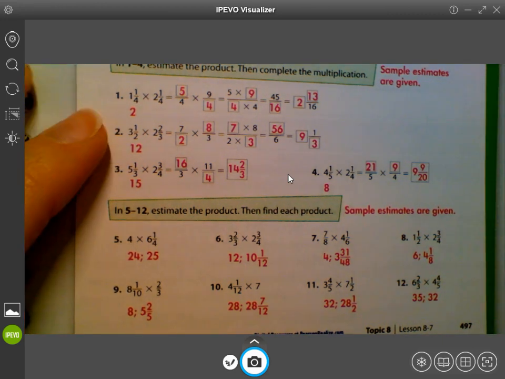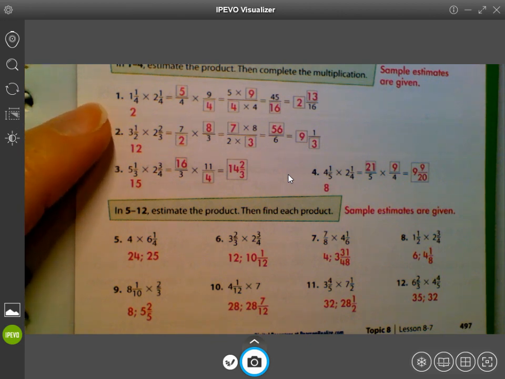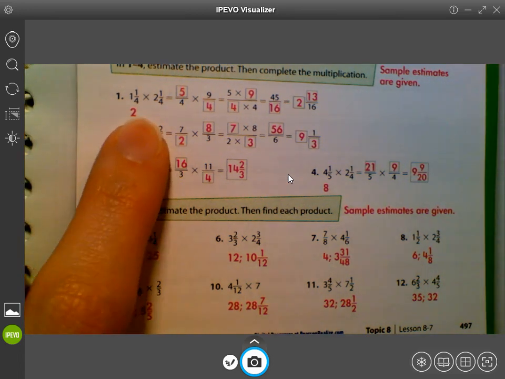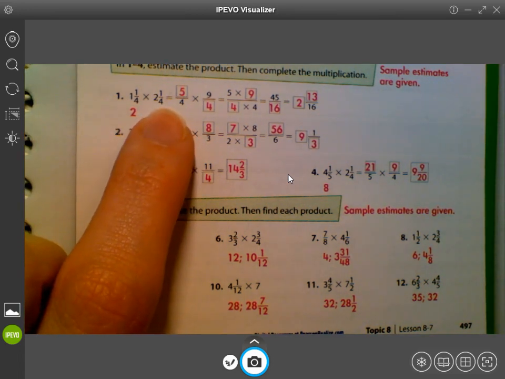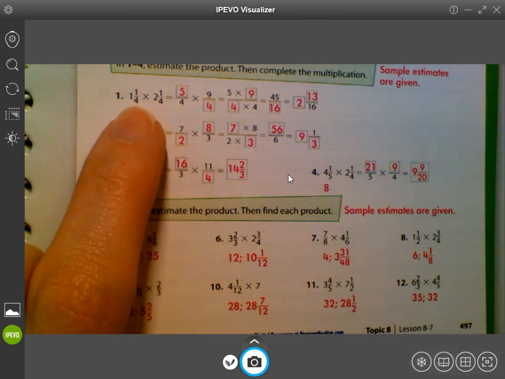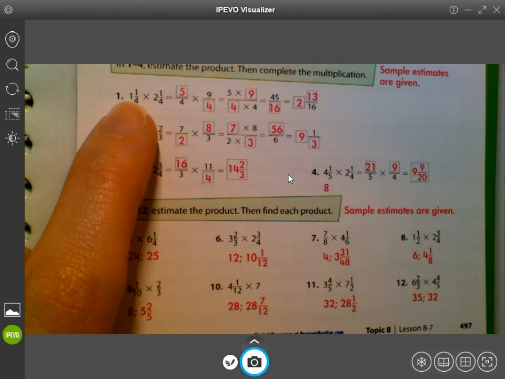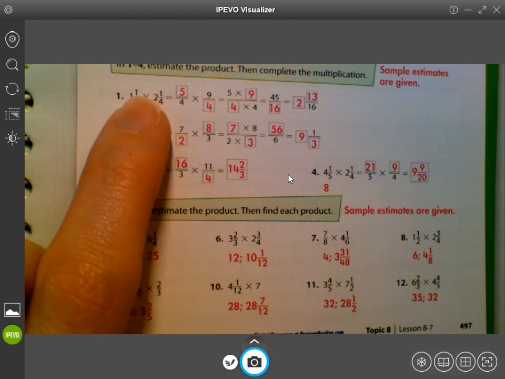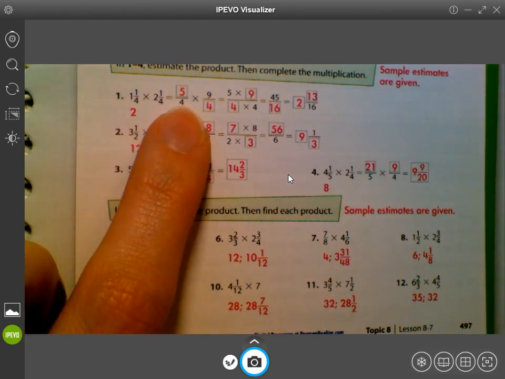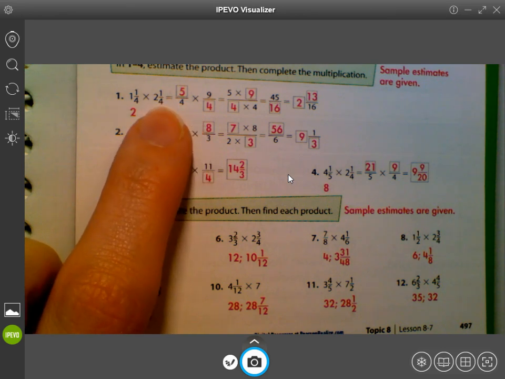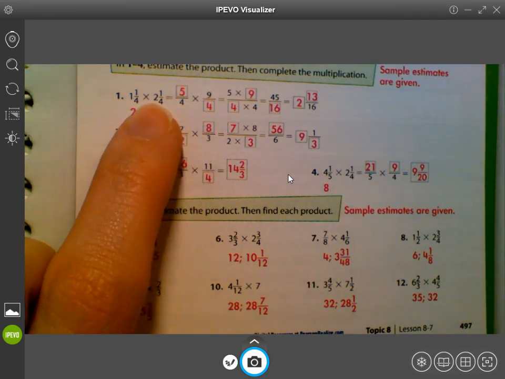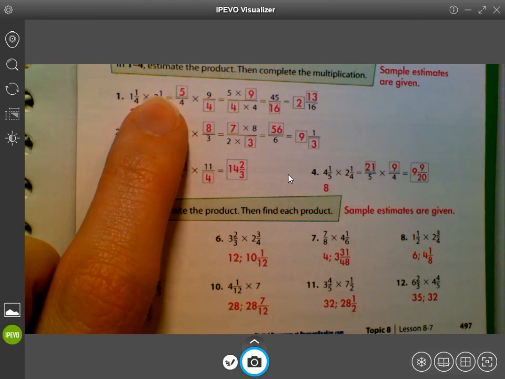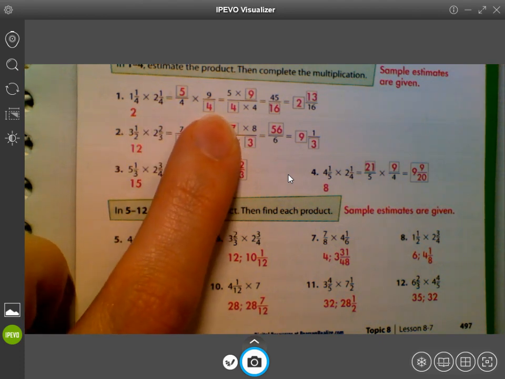So for number 1, they had you really break apart what exactly it is you're doing. They had you first focus on the two fractions. So when we have 1 and 1/4 times 2 and 1/4, they wanted us to turn them into improper fractions first. So we would take 4 times 1 to get 4 plus 1 up at the top to get 5, so 5/4. And then 2 and 1/4, we start at the bottom. 4 times 2 is 8, plus 1 is 9. So 2 and 1/4 turns into 9/4.